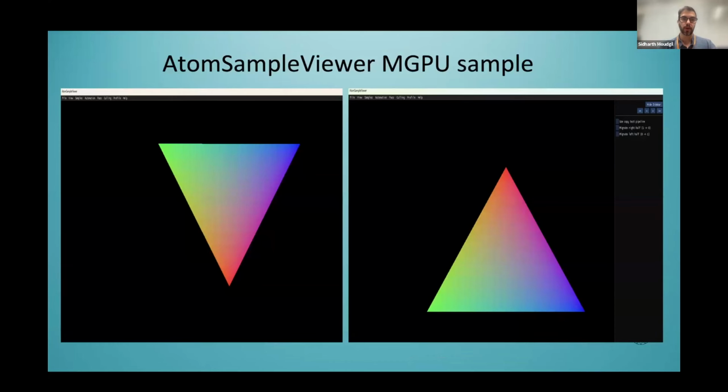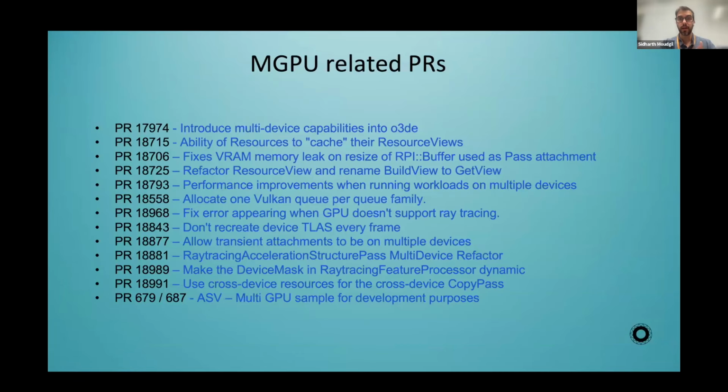The sample is essentially just to prove out, hey, we did all of this work. We touched most of the files in the RHI layer. Does it actually work? And the sample proved that most of it is functional, where we render one triangle on one GPU, and it has its own window, and it's all driven by one process on the CPU. Since last year, we have made an immense amount of improvements. We added support for ray tracing, caching.